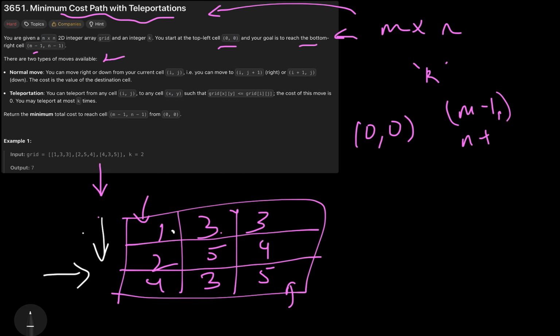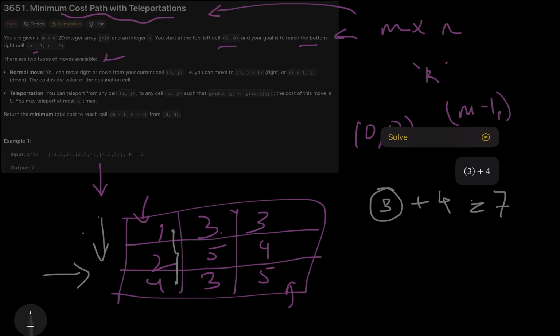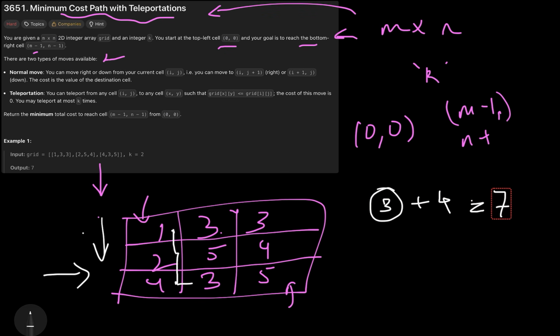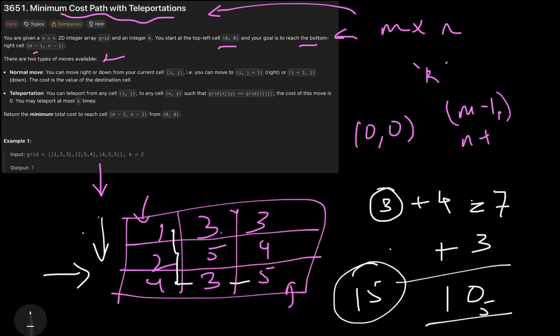So if we move from here to here, it will be 3. Then if we move from here to here, it will be plus 4, which is 7. Then if we move from here to here, it will also be plus 3, which makes it 10. And finally here to here, plus 5, so it will be 15.